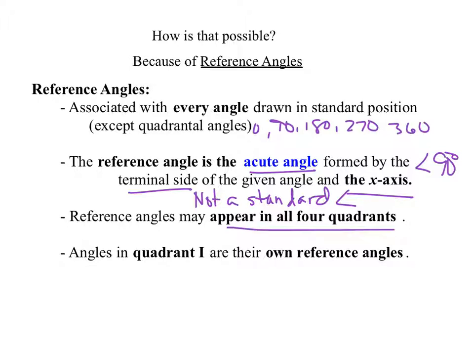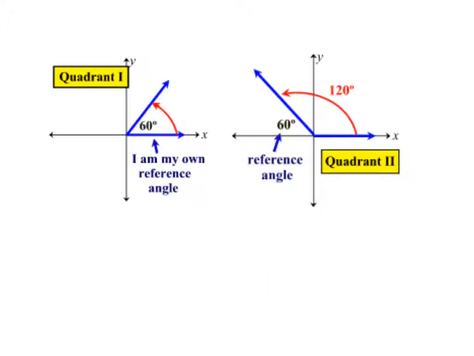They appear in all four quadrants, but interestingly enough, angles in quadrant 1 are their own reference angles, and you'll see why in a sec. Okay, so if I'm in quadrant 1 here, the reference angle is formed by the terminal side and the x-axis. So that's why it's its own angle, 60 degrees. So this angle is 120. Its reference angle is 60.